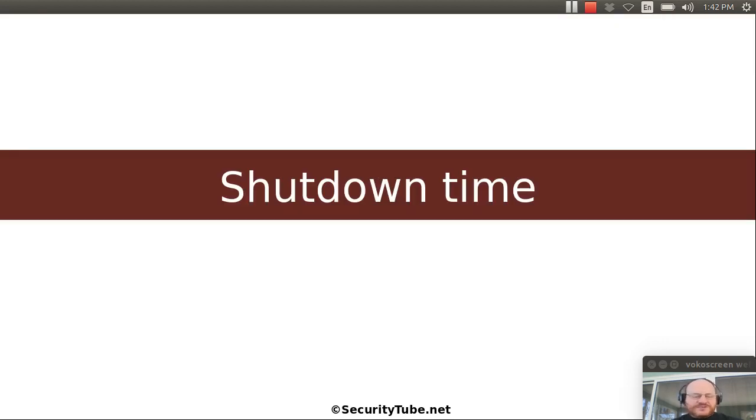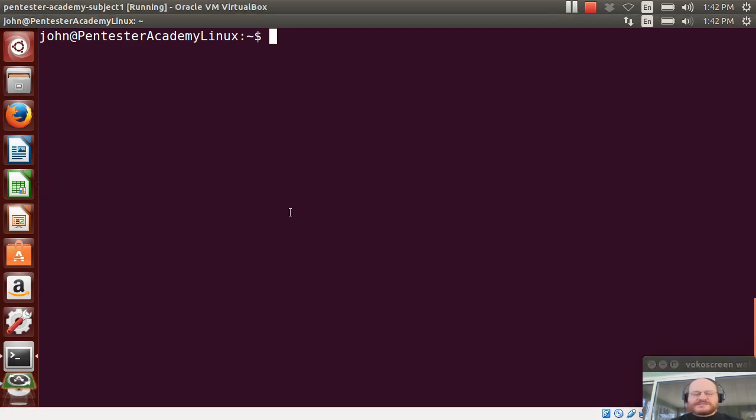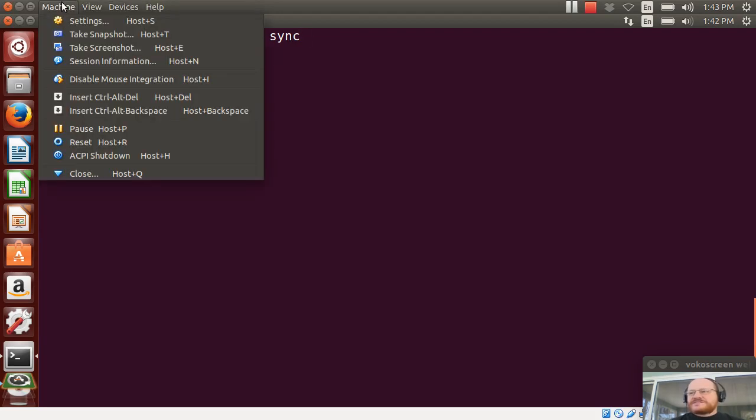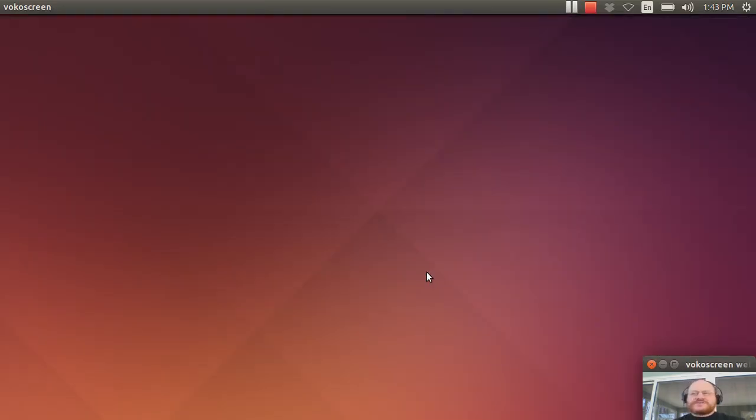So let's go to our test system, which I already have up and running. This is my subject system. Of course, it's running in a VirtualBox. So in this case, I'm just going to call sync, make sure that all the file systems are synced. Since it's running in a VirtualBox, I'm just going to pull the power off. Done. Of course, it would be slightly different if you were working on an actual machine.